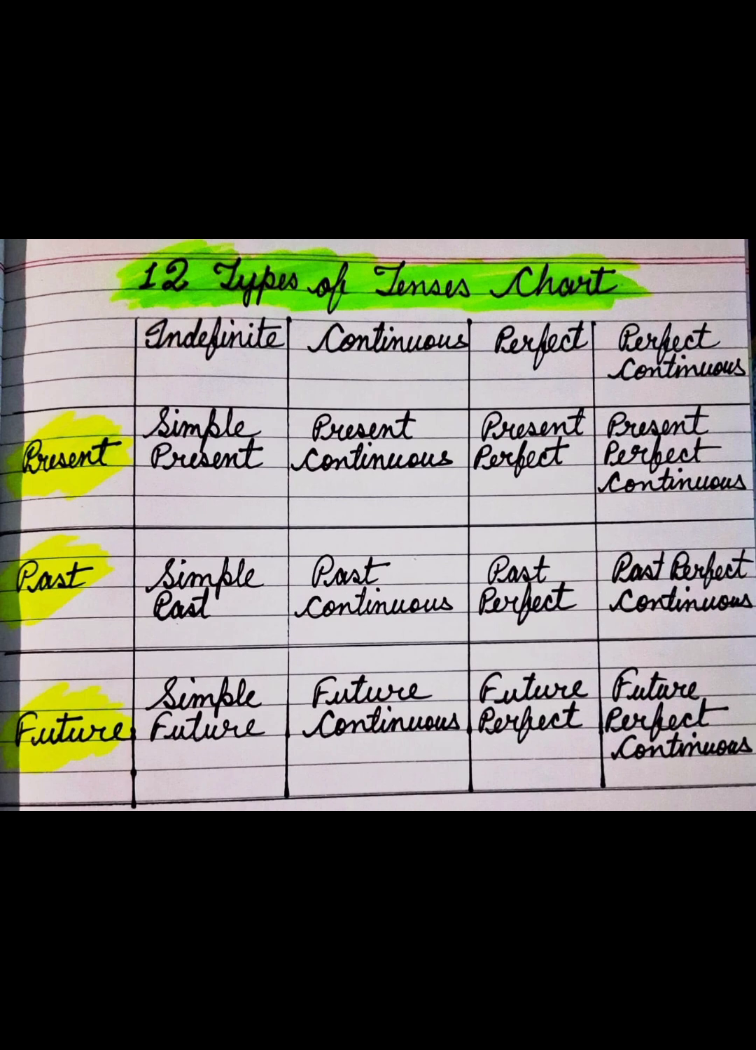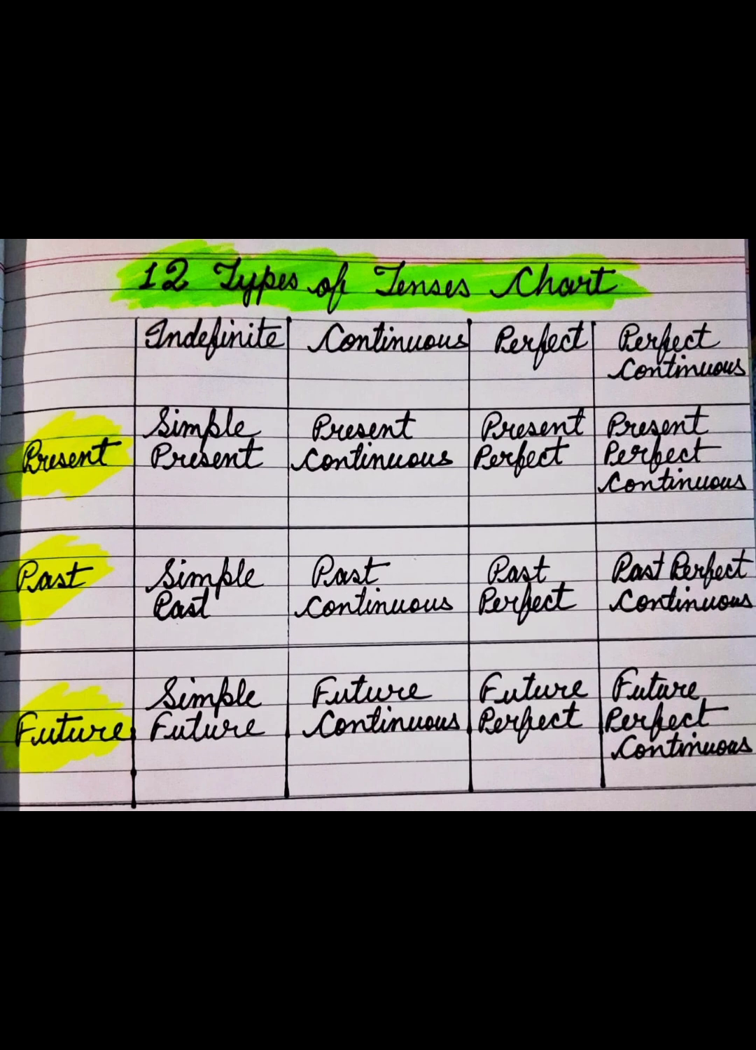Now come to future tense. The future tense tells us about actions that will happen later. Future indefinite, or we can say simple future. I will play football. In future continuous, I will be playing football. In future perfect, I will have played football. In future perfect continuous, I will have been playing football for 2 hours.